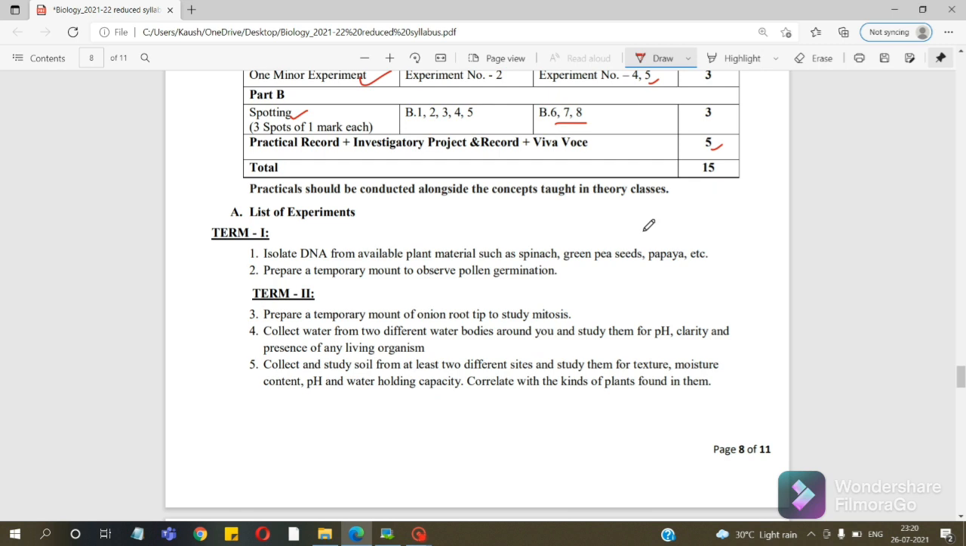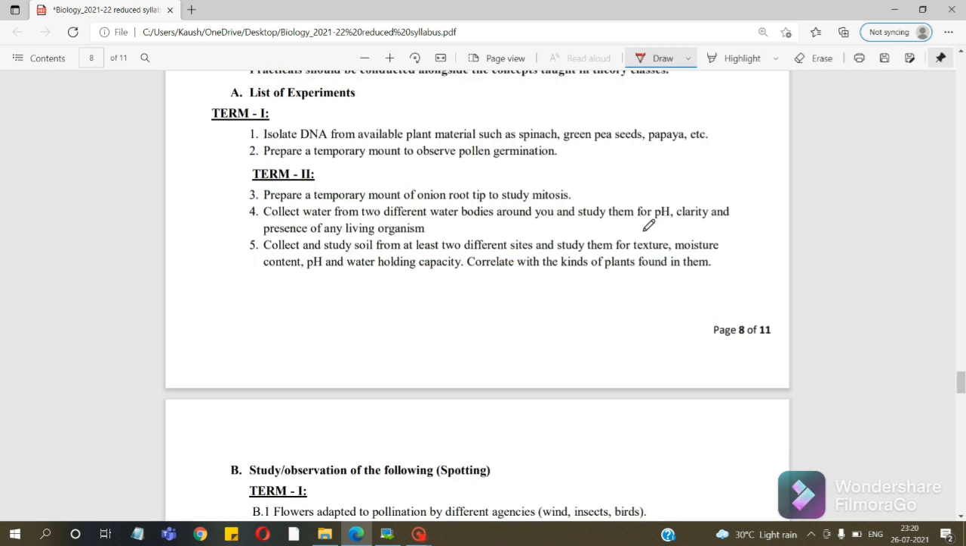So what will be the syllabus for the experiments in Term 1? In the major experiment there will be isolation of DNA from available plant material like spinach, green pea seeds, papaya. And in the second experiment we have preparation of a temporary mount of pollen germination. This will be a minor experiment, pollen germination, and the other one is the major experiment.